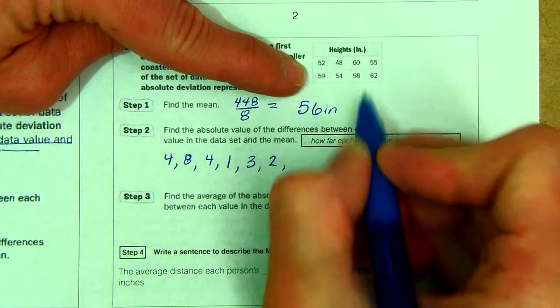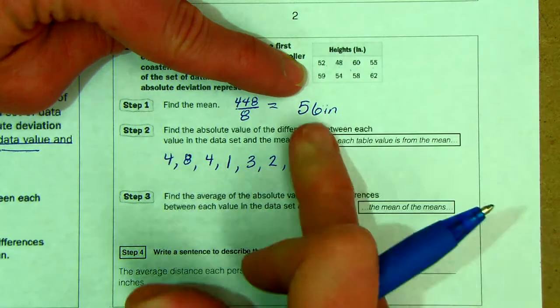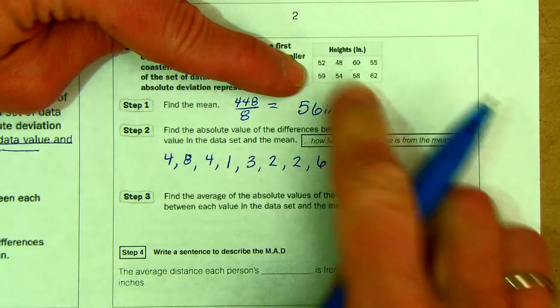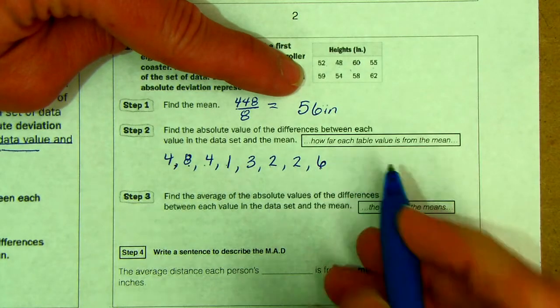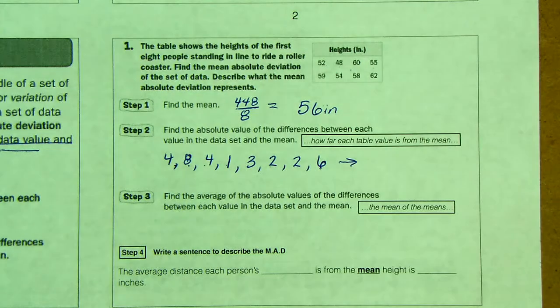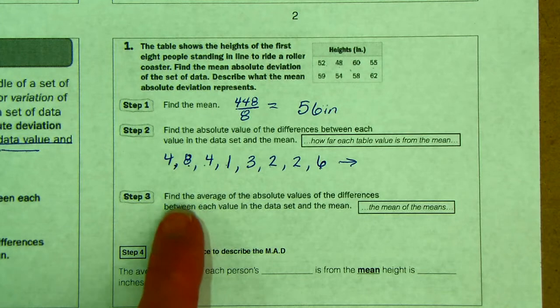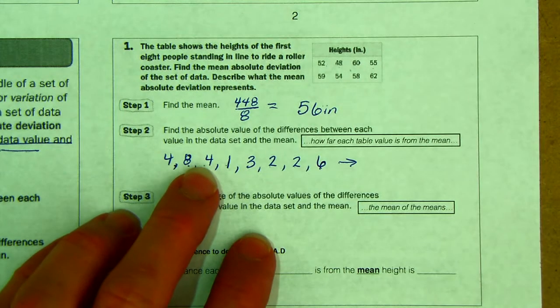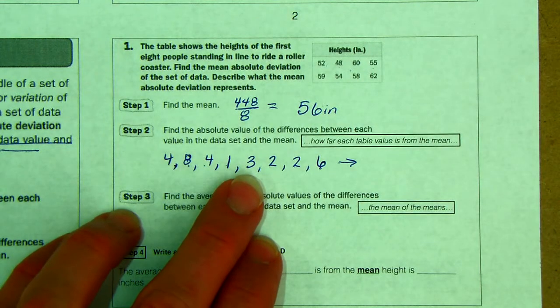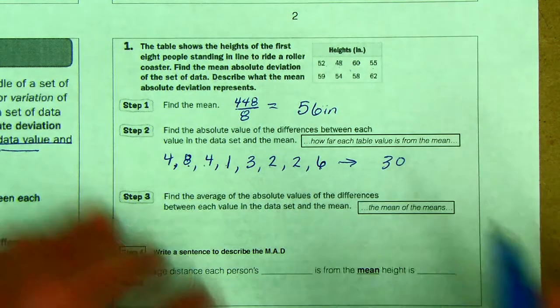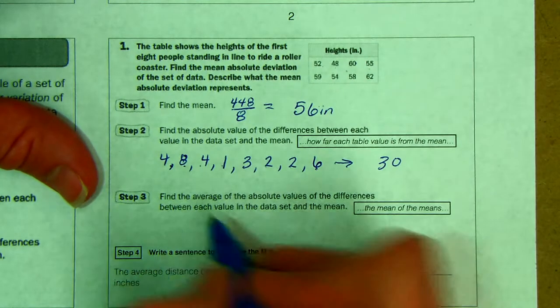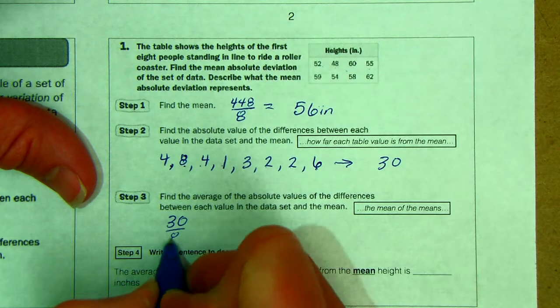So I should have 8 values here. 1, 2, 3, 4, 5, 6, 7, 8. I'm going to total them up. So 4 plus 8 plus 4 plus 1 plus 3 plus 2 plus 2 plus 6 is 30. So how do I find that average? I take 30 and divide it by 8. This one is not going to come out nice, but I'm going to leave it alone. I'm going to leave it 3.75.